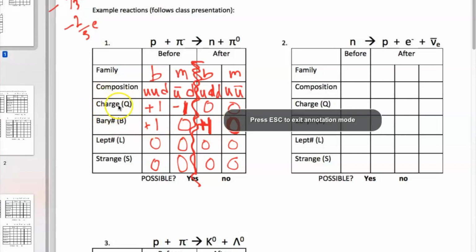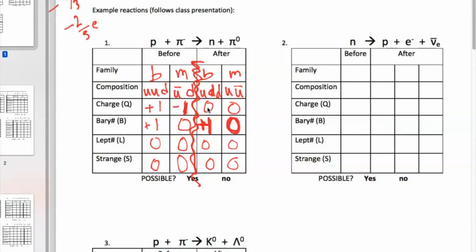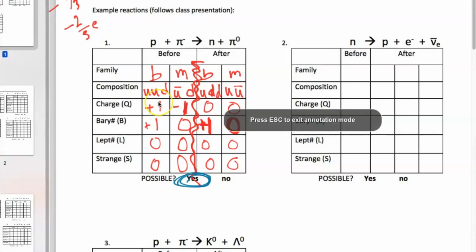And then finally, I'm going to look at my charge. In my reactants, I have a +1 and a -1. +1 and -1 together equal 0. And 0 and 0 together equal 0. Hey! So that means, in fact, that the charge has been conserved. So this reaction is actually possible. Yay! It is possible. Go team.